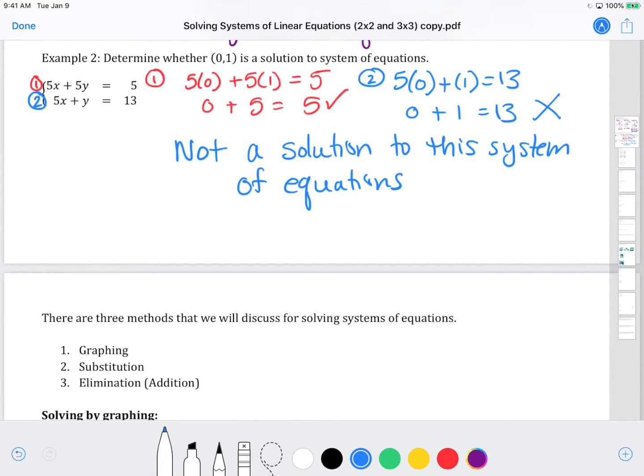So keep in mind when you're checking to see if something is a solution or not, you want to make sure it works for both lines. Now in the case when we go on later and do a 3x3 system of equations, we want to make sure that it works for all 3 equations. But in any case, you want to make sure that it works for every equation in the system. And then the solution is going to be where all the lines cross. It's going to be the intersection.